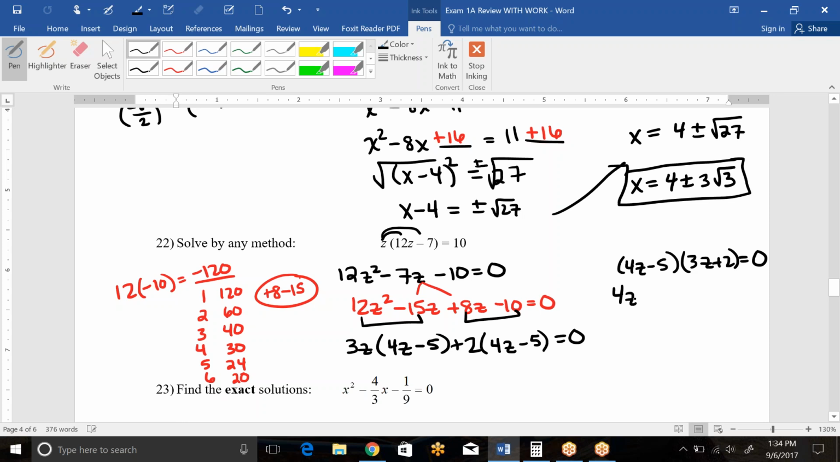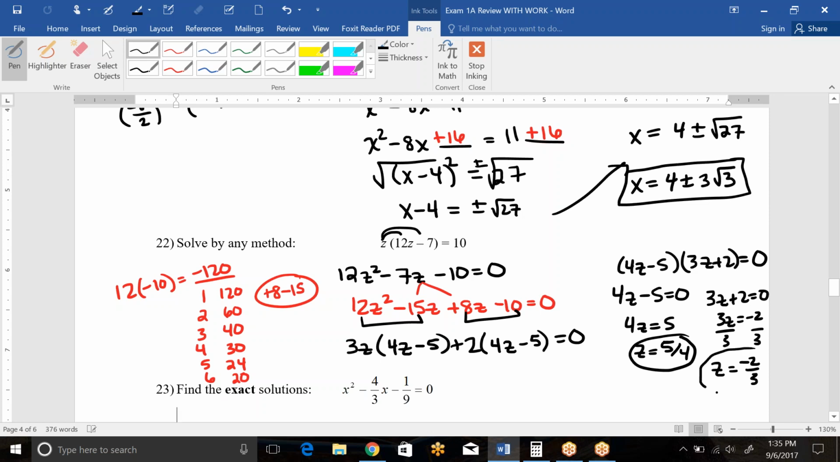We set each piece equal to 0 to solve. So for the first one, we would add 5 and then divide by 4. So 5/4 is one of my answers. For the second one, we would subtract 2 and divide by 3. So negative 2/3 is my other answer.